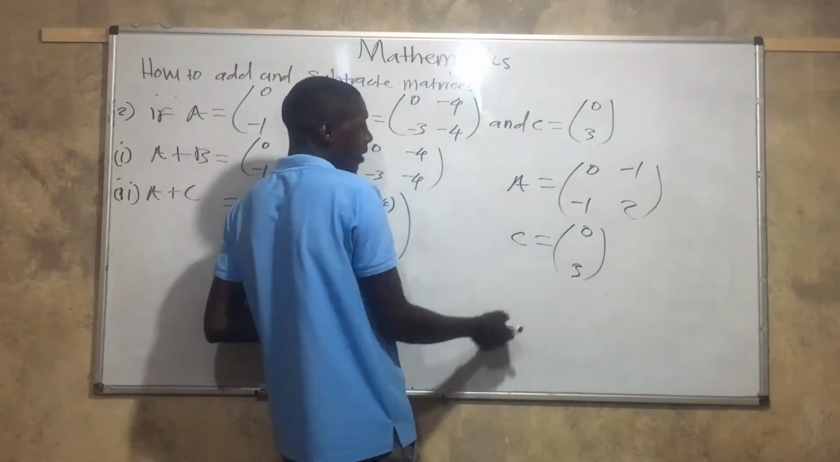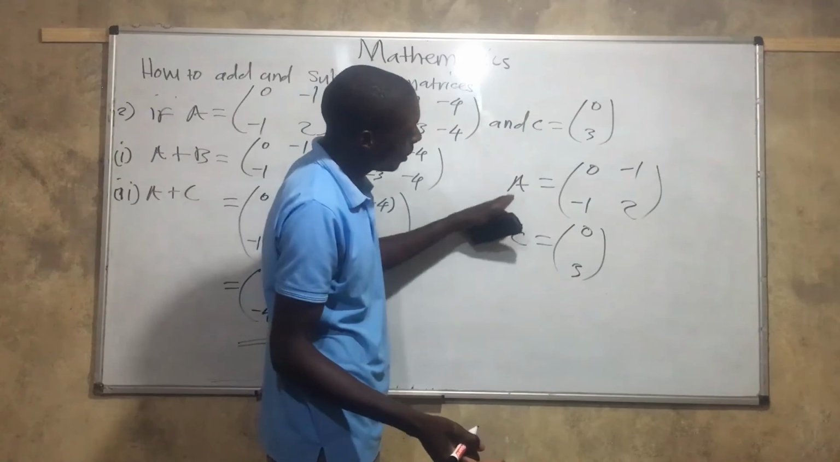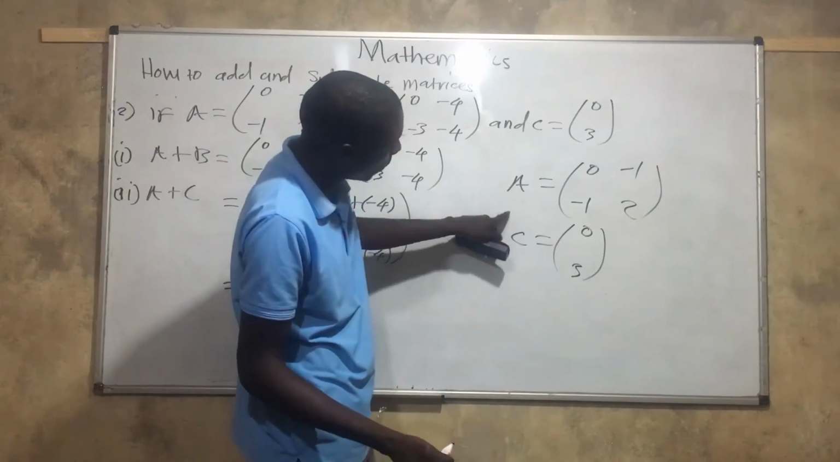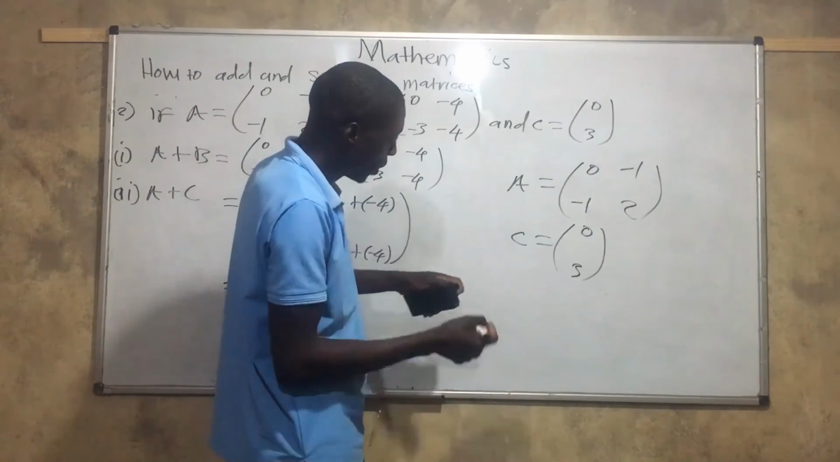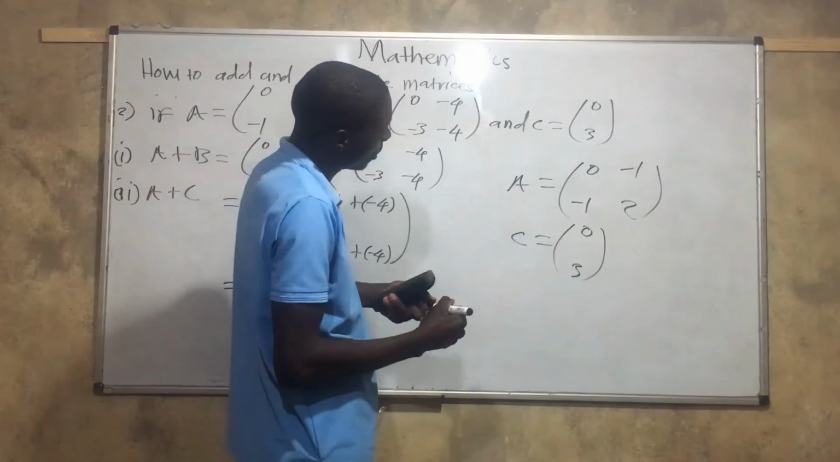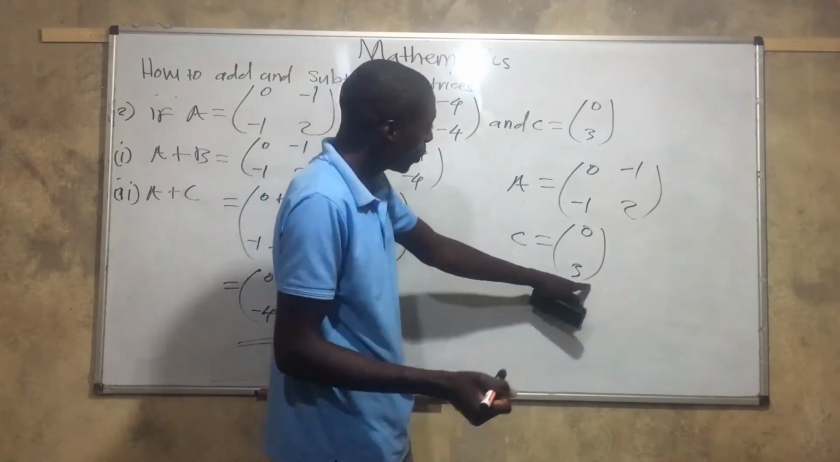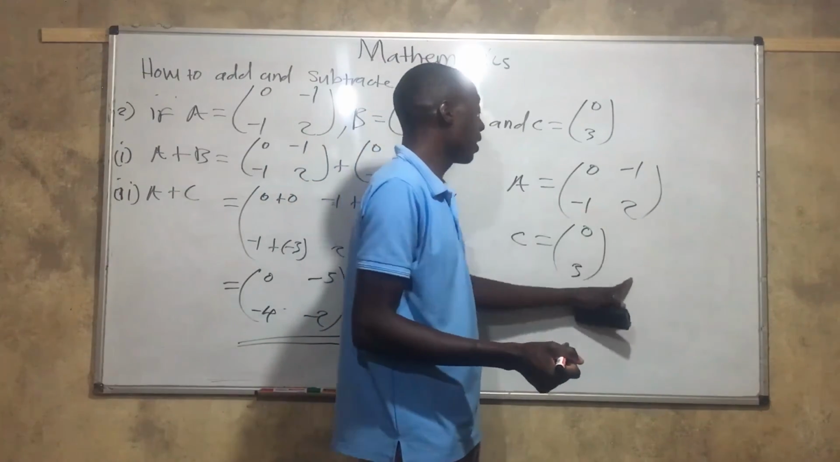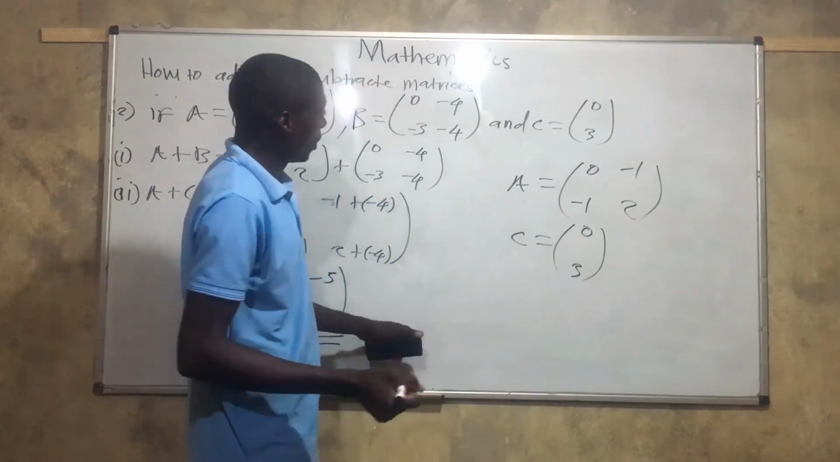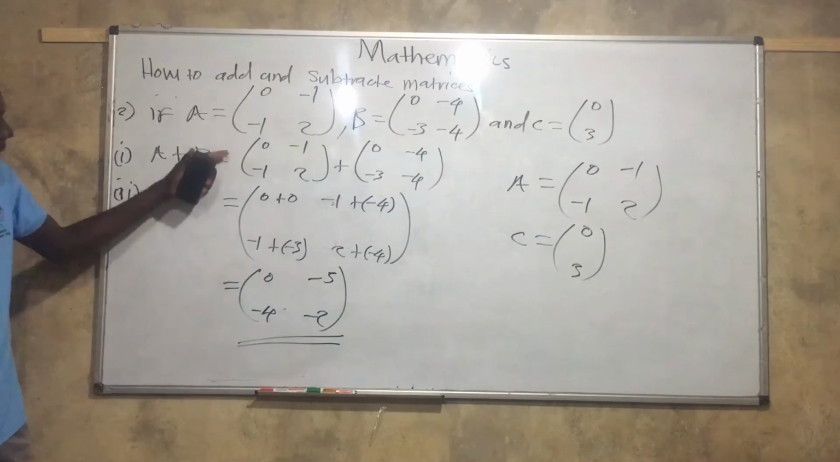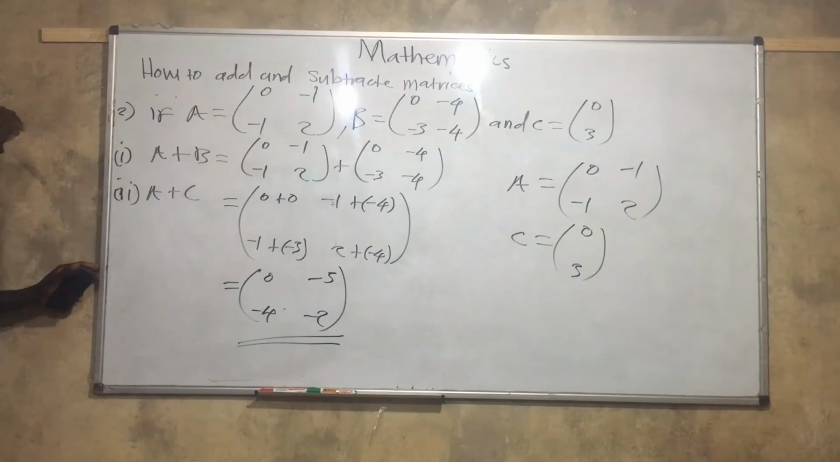So since the order is different, we can't add these two matrices because the order of the two matrices is different. So the reason that we can say we can't add A and C is because the order of the two matrices are not equal. So we'll end here. Another topic will be on how to multiply matrices.